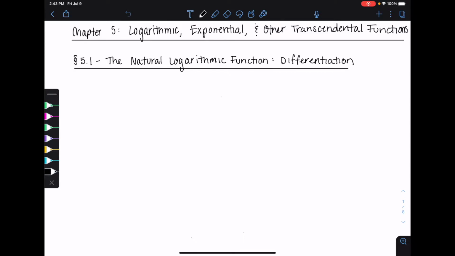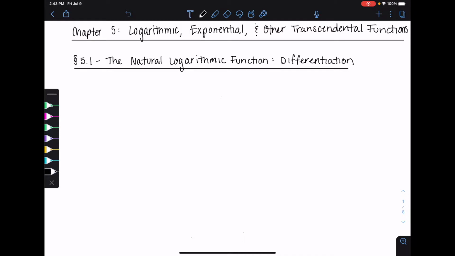So in our last chapter that we're going to cover, we're going to talk about the logarithmic, exponential, and some other transcendental functions. So mostly we're going to be talking about inverse trig functions in combination with these. So we'll go through the process for differentiating, we'll go through the process of integrating, we're going to talk about inverse functions as well, so we'll see a nice combination of everything.